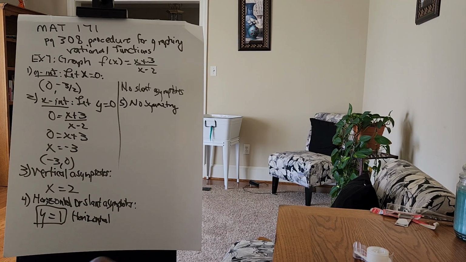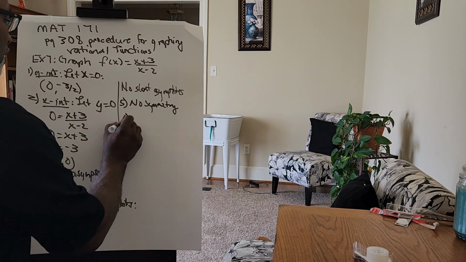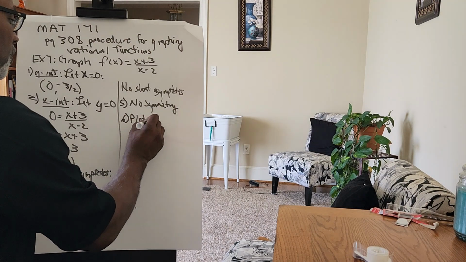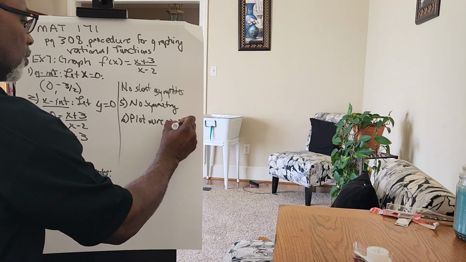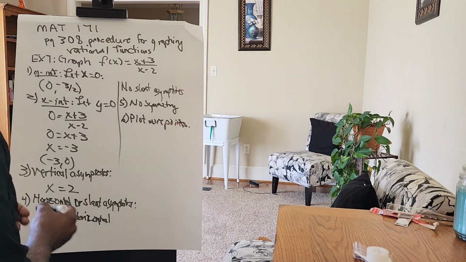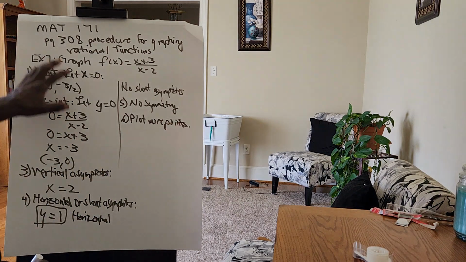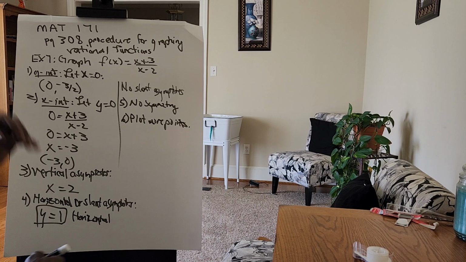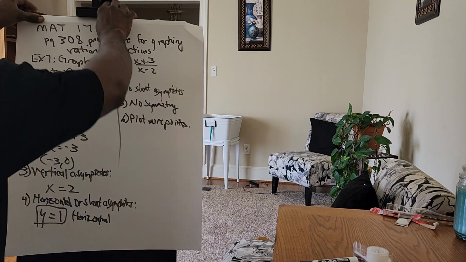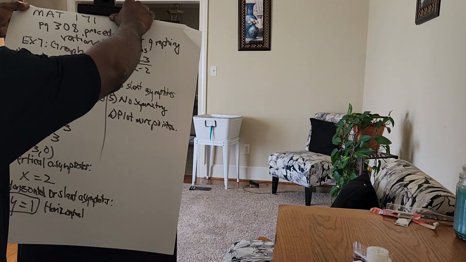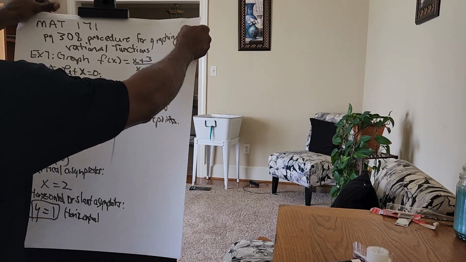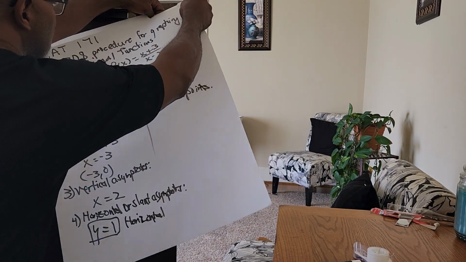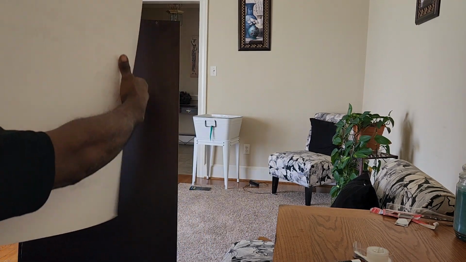Again, that list is on page 308, and my number 5 is their number 6. And then they say plot other points, and I'm just going to say 6, plot more points. Once you've done that, you've got all this information. Let's just plot a few points and see if we can actually come up with the graph.